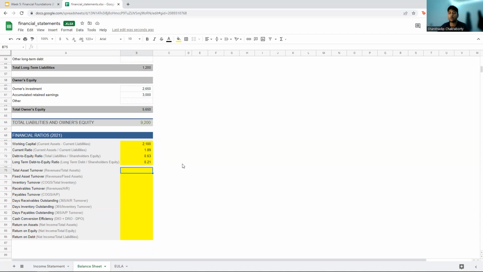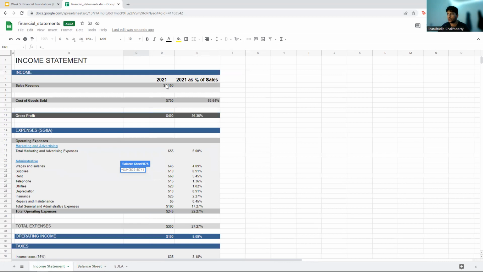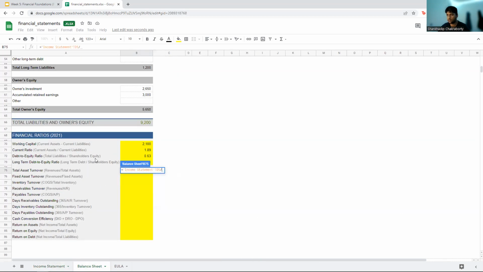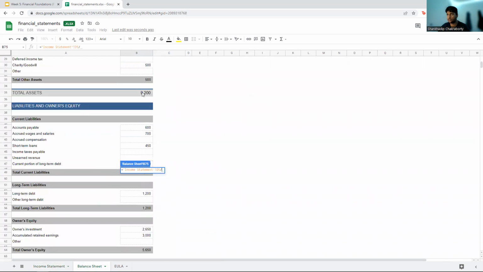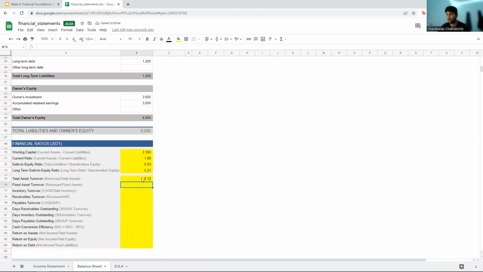Total asset turnover, this is how quickly you're selling stuff, how quickly you're making revenues relative to the assets that you have in order to garner those revenues. So revenues over total assets. We need to go back to our income statement for revenues, all the way up here. And then we divide it by total assets, which is here. Total asset turnover, that's 0.12. We don't usually convert this to a percentage, so we keep it as a decimal.